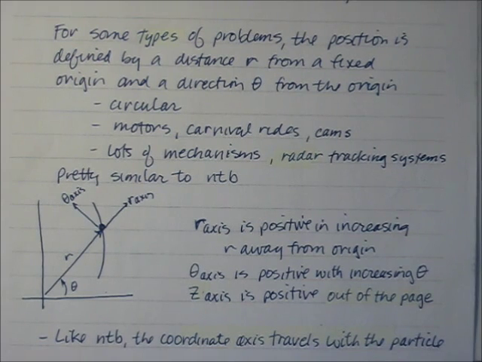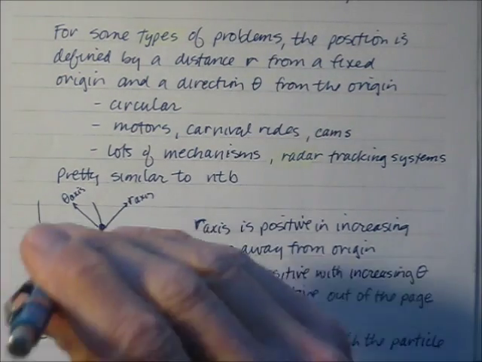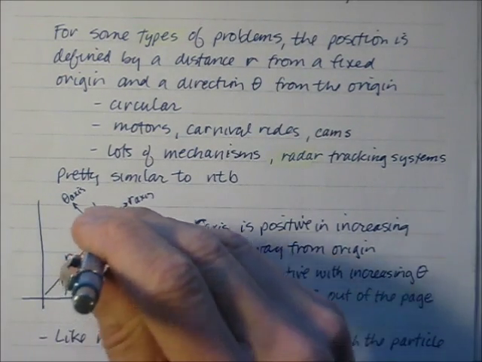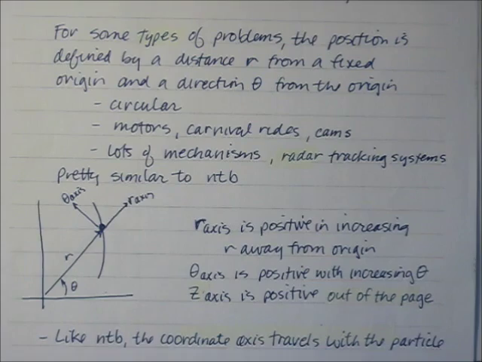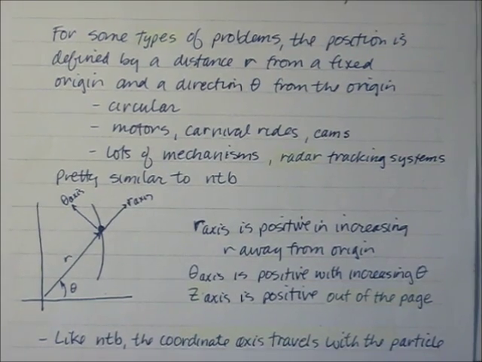The z-axis, and we may find the z-axis useful, would come out of the page, and it would be positive z in either direction. We can define it as we need to.